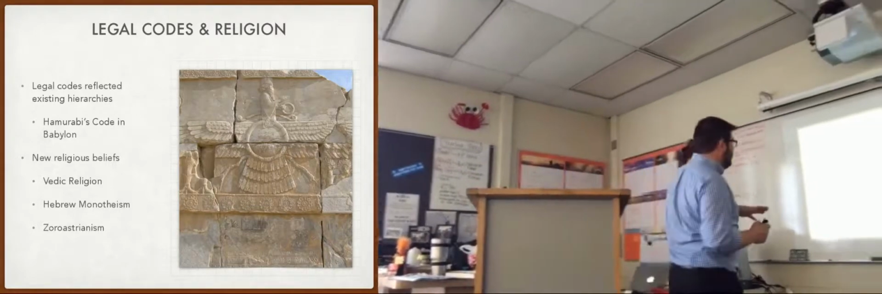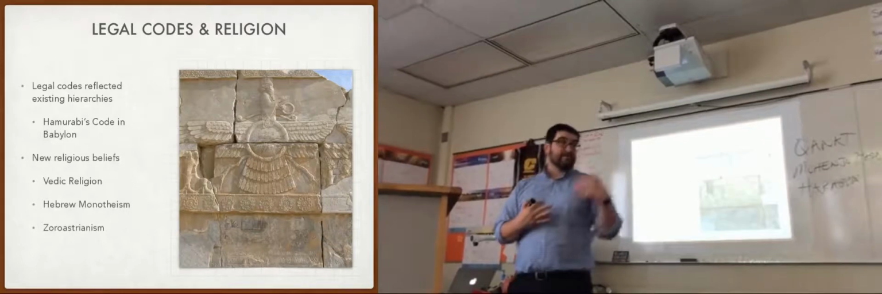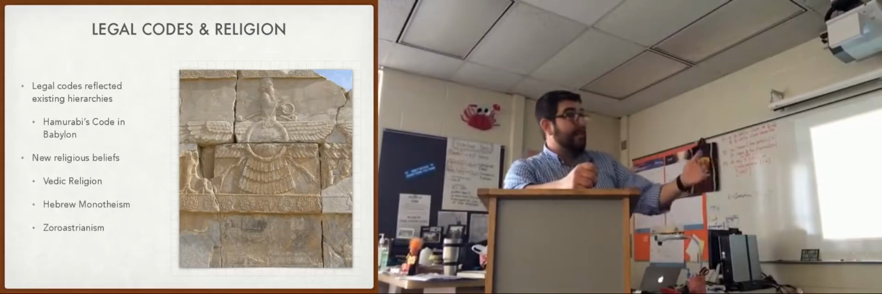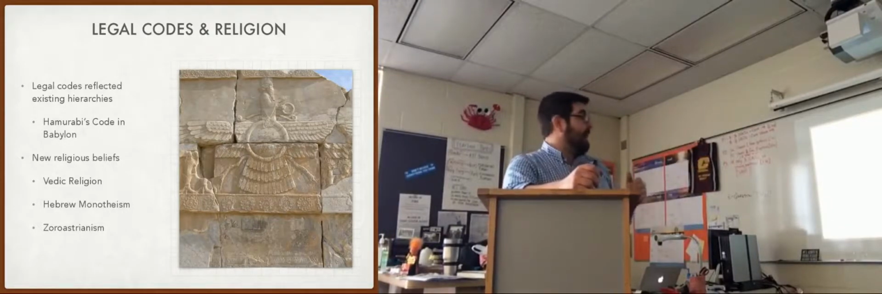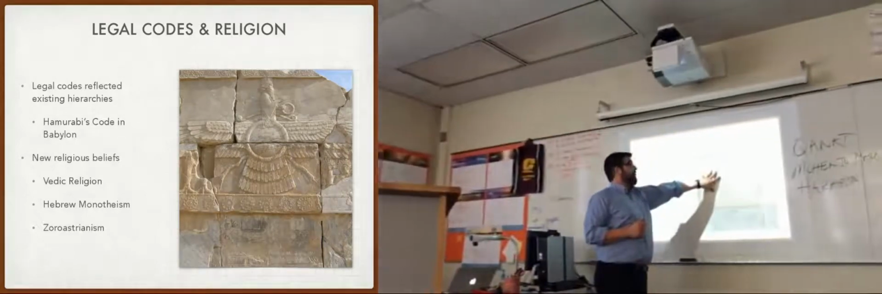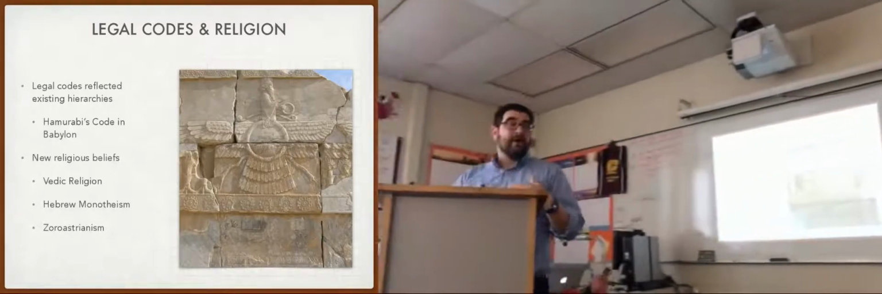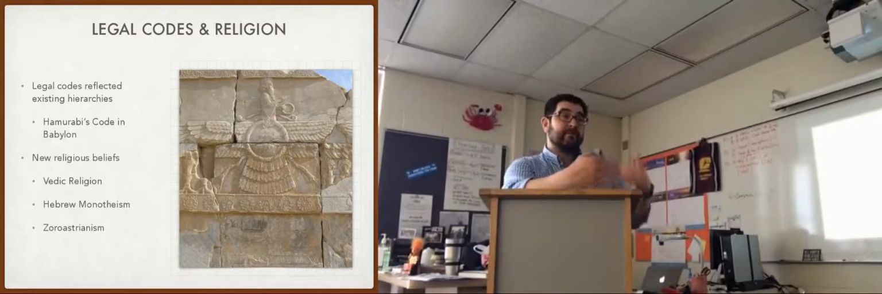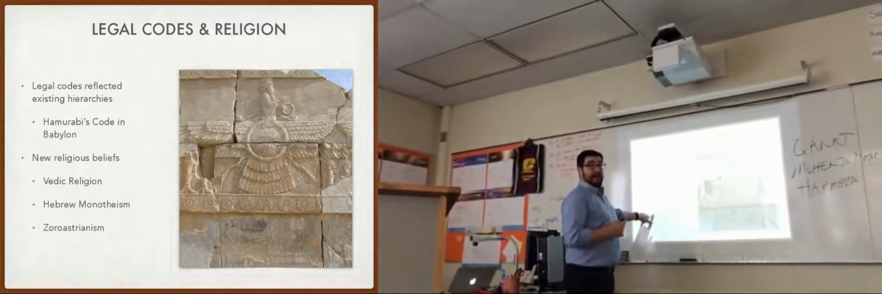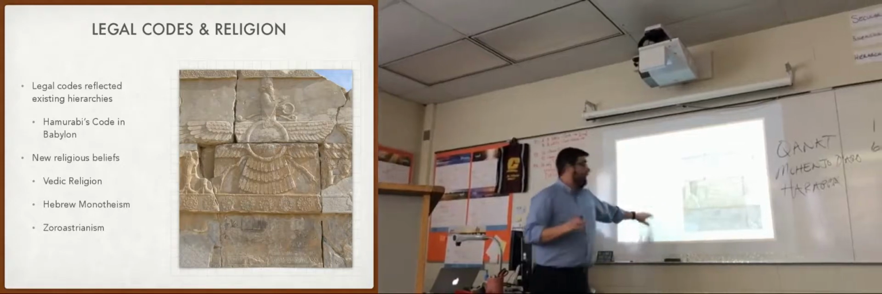Then I briefly mentioned religions: Vedic religions in India, which will evolve into Hinduism eventually. Hebrew monotheism, we'll talk about that more next week. This one God faith starts with Abraham and moves through the Jewish people up until obviously the present day. And then in Persia, this is a picture of the Zoroastrian god Ahura Mazda. Zoroastrianism in Persia was a major monotheistic religion. It becomes important because of its influence on Hebrew monotheism, when the Jewish people are taken into the Babylonian captivity. But we'll talk about that next week.